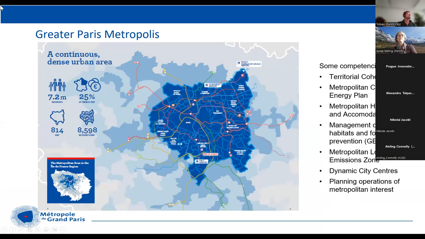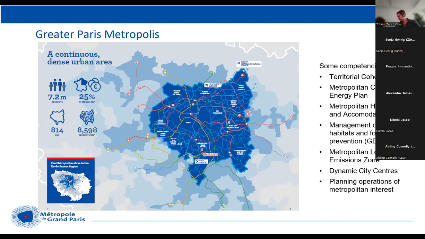Okay, so just a few words about the Greater Paris Metropolis. It's a local authority that's gathering the city of Paris and 130 towns surrounding. So it's about 7.2 million inhabitants. It's a really dense territory, as you can imagine, with a lot of construction, of demolition, really dependent on surrounding and further territories. So we have a lot of issues regarding circular economy that we're trying to address.